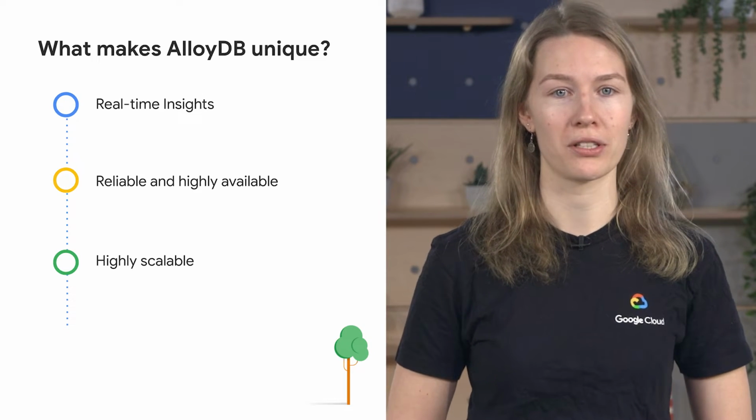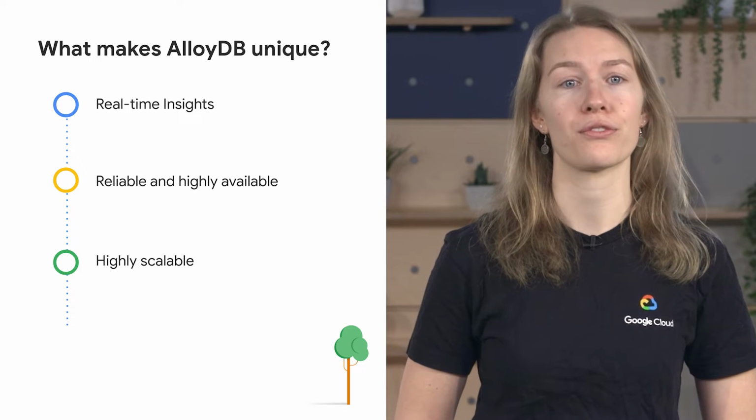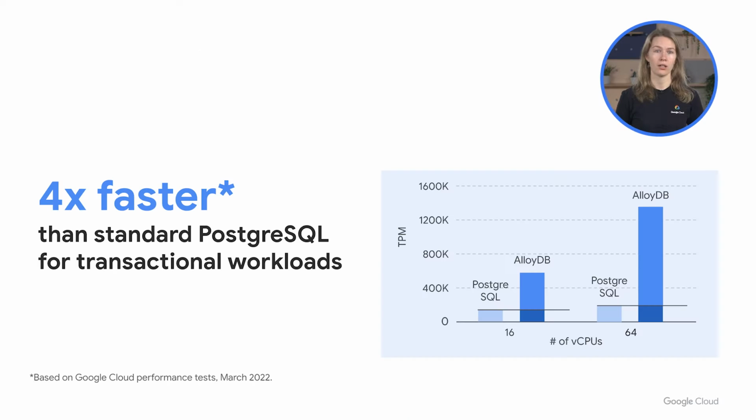This is also supported by the horizontal scale out of database optimized storage. The reason for migrating is easy. Our performance test in March 2022 showed that AlloyDB is 4 times faster than standard PostgreSQL for transactional workloads, thanks to the underlying caching and storage technology. But more about this later.